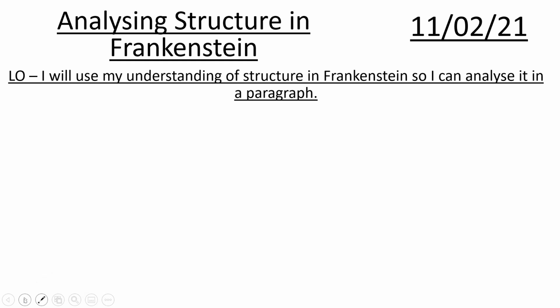Today we are going to use our knowledge of structure in Frankenstein from yesterday's lesson to embed that into an analytical response. So before we get into that, can you please pause the video now and return when you copy down the title, the date, and the learning objective. Please come back when you've got those three things written down.